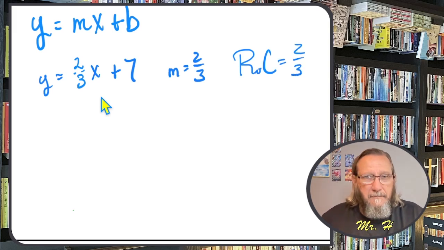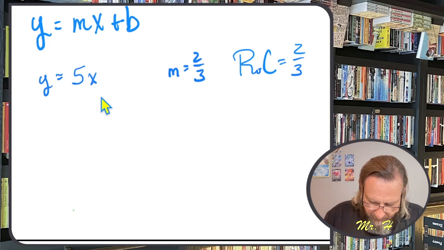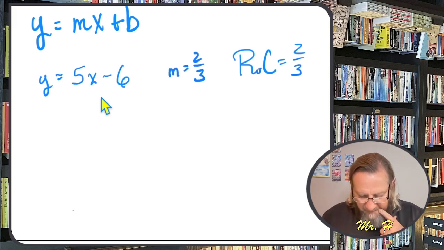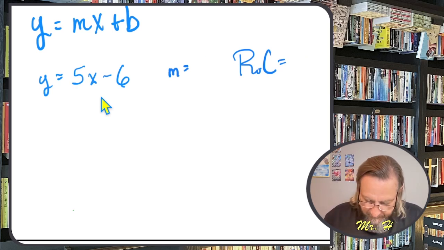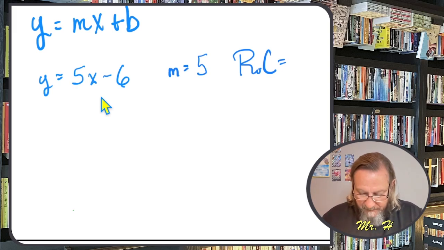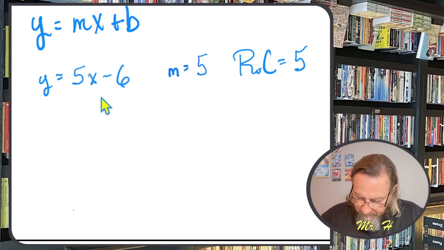It's that simple. Okay. What if we have y is equal to 5x minus 6? What if that's our equation? Well, our slope is no longer 2/3. Our rate of change will not be 2/3. What will it be? It's now going to be 5, because that's the number in front of the x. And our rate of change is going to be 5. So the rate of change is going to be 5 to 1. It's very simple.